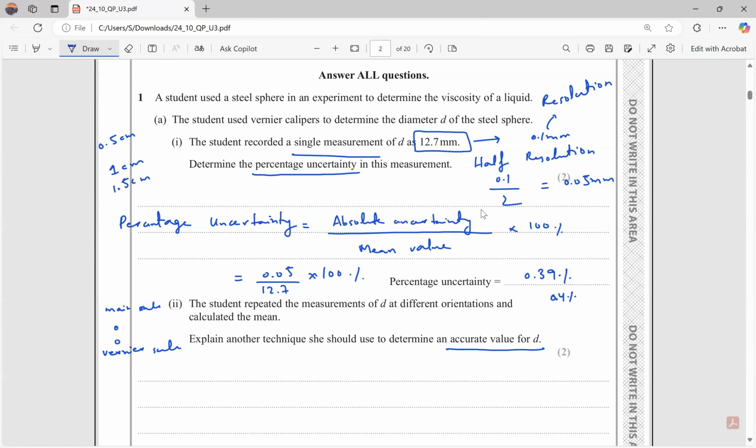you take your measurement, like you place the sphere in the vernier calipers, find out its diameter, and then the final value that you got, let's say your final value was 12.7, then you remove the zero error from that. Like you either add it to that value or subtract it, depending on whether it was a positive or negative zero error.